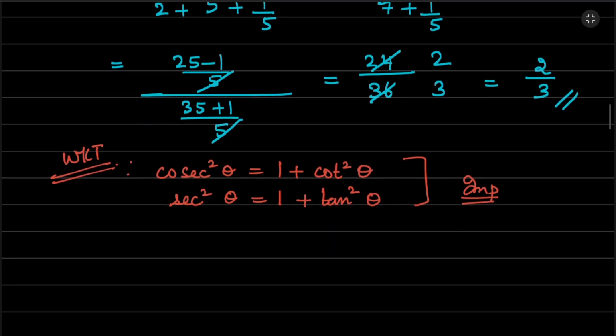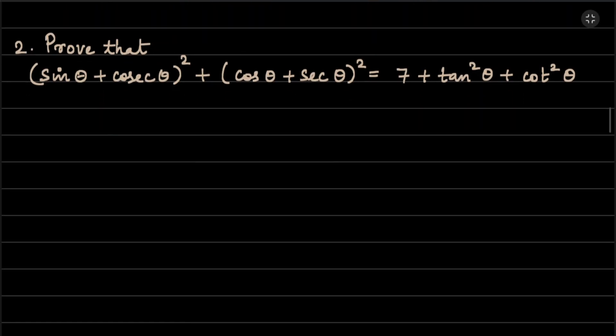Let's move on to the second question. Prove that sine theta plus cosecant theta the whole square plus cos theta plus secant theta the whole square is equal to 7 plus tan square plus cot square theta. Again, you just have to expand it using a plus b the whole square. Let's take our LHS and expand it using a plus b the whole square.